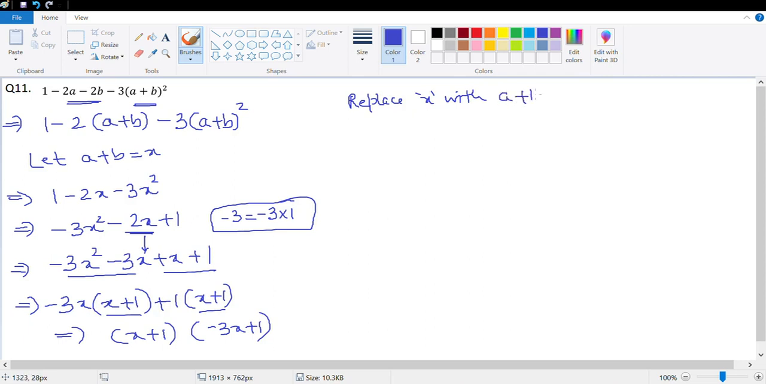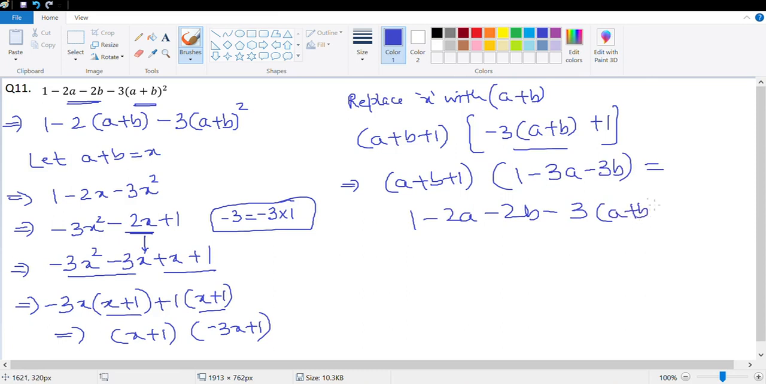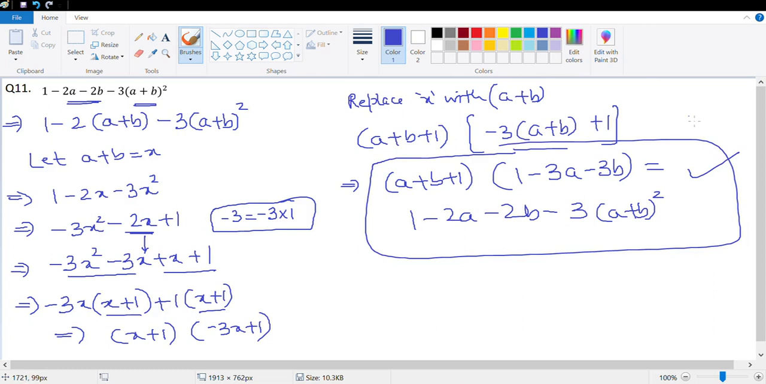a plus b. What we get is a plus b plus 1 multiplied with negative 3 times a plus b plus 1. Let's open the bracket inside here. So this is a plus b plus 1 multiplied with 1 minus 3a minus 3b. And this is equal to 1 minus 2a minus 2b minus 3 times a plus b the whole square. So that's the way I will represent my final answer.